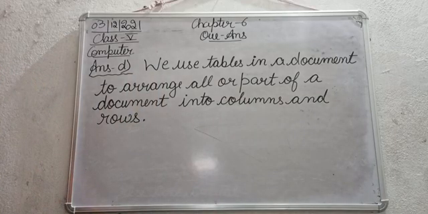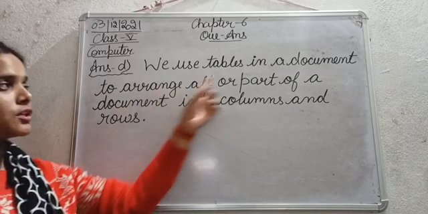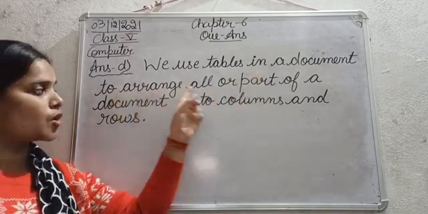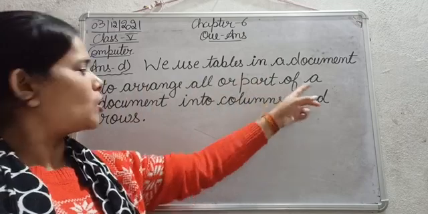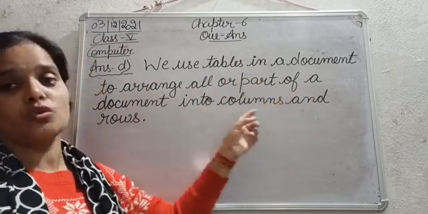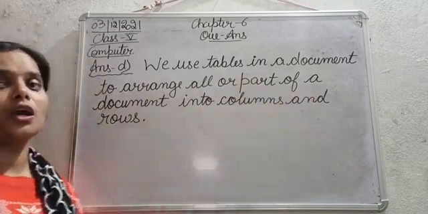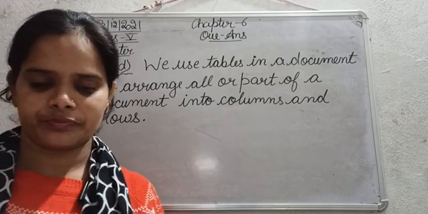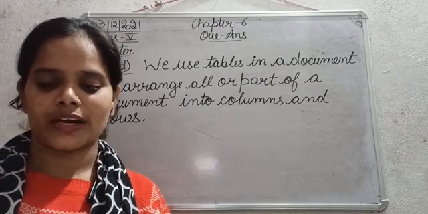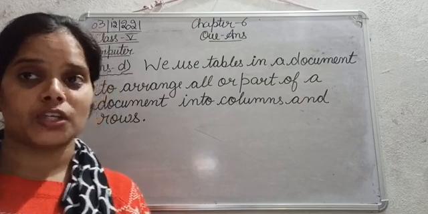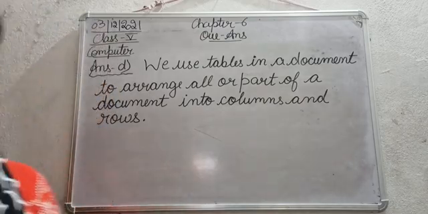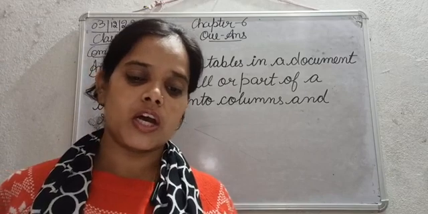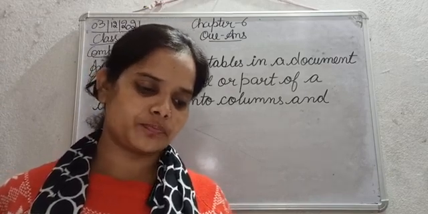So why do we use tables? We use tables in a document to arrange all or part of a document into columns and rows. So this is the answer for question number D. Moving next to question number E. What is the function of the drop cap feature? This is the last question.